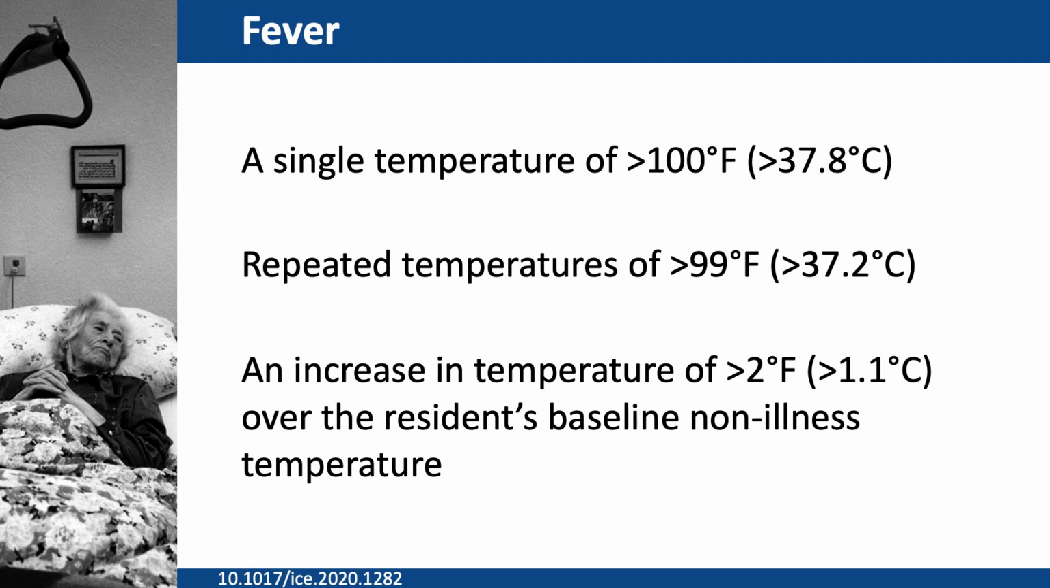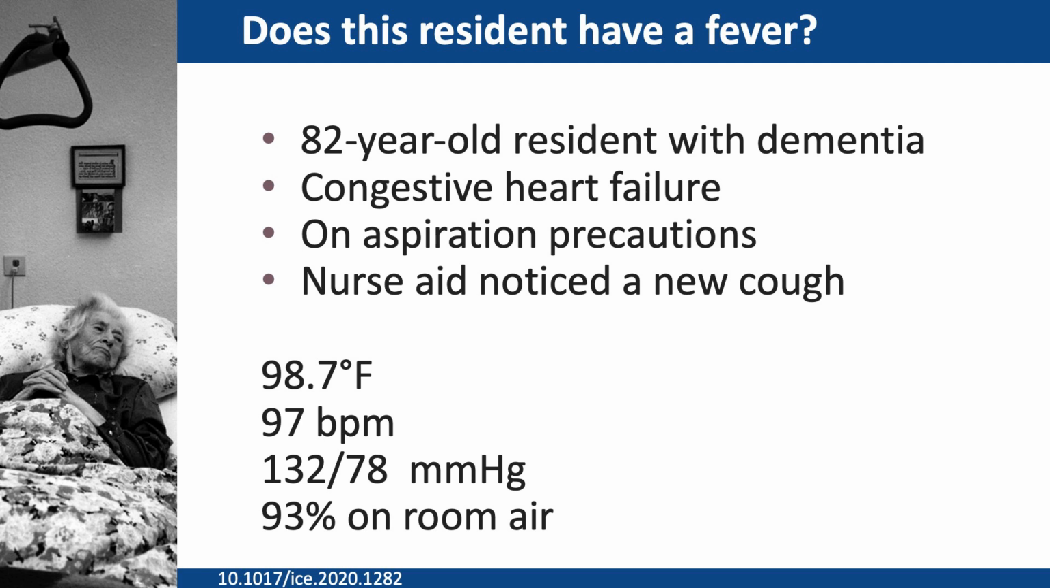So we've got an 82-year-old resident with dementia, congestive heart failure, she's on aspiration precautions, and the nurse aide noticed a new cough. So, does she have a fever? I don't know. She's 98.7. She's got 97 beats per minute for her heart rate, so she's maybe a little tachy. Blood pressure is okay, and she's 93% on room air.